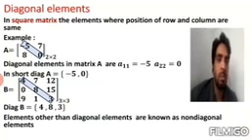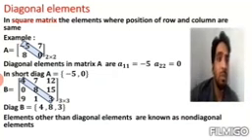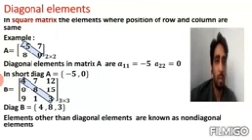Students, if you remember, in the previous class I discussed the position of elements A11, A12, A21, A22 like this. Here the position of minus 5 in matrix A is first row, first column, A11. The position of 0 is second row, second column, A22. A22 is equal to 0. Means in a square matrix, the elements where the position of row and column are the same, like A11, A22, A33, such elements are called the diagonal elements of that matrix.